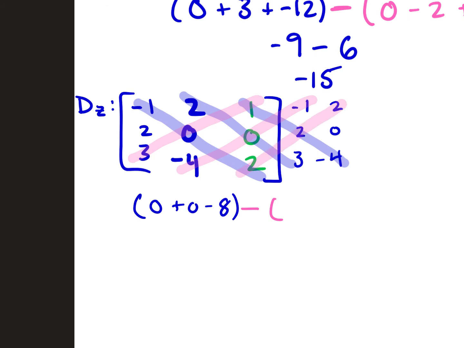So 3 times 0 times 1 is 0. Negative 4 times 0 times negative 1 is 0. And 2 times 2 times 2 is 8. So this is negative 8 minus 8, which is negative 16.